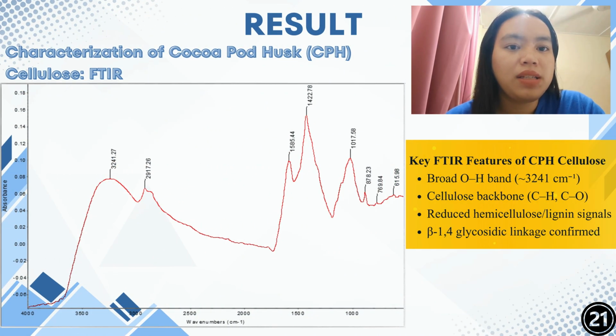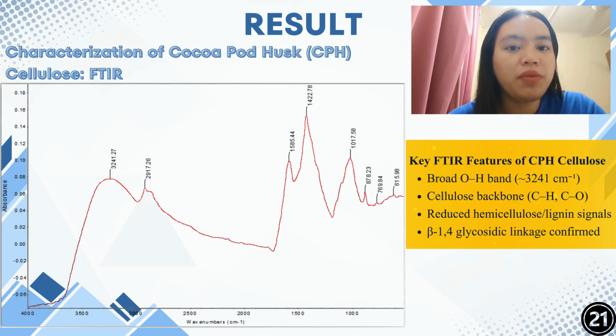The FTIR analysis. The broad absorption band around 3,241 per centimeter corresponds to OH stretching, indicating abundant hydroxyl group and extensive hydrogen bonding in cellulose. The CH stretching band near 2,900 per centimeter represents the polysaccharide backbone of cellulose, and the weak peak around 1,555 per centimeter suggests that most of the lignin and hemicellulose were removed during alkaline treatment.